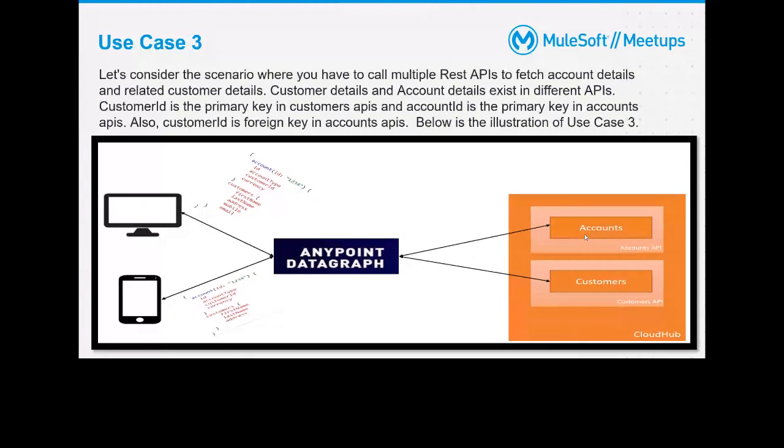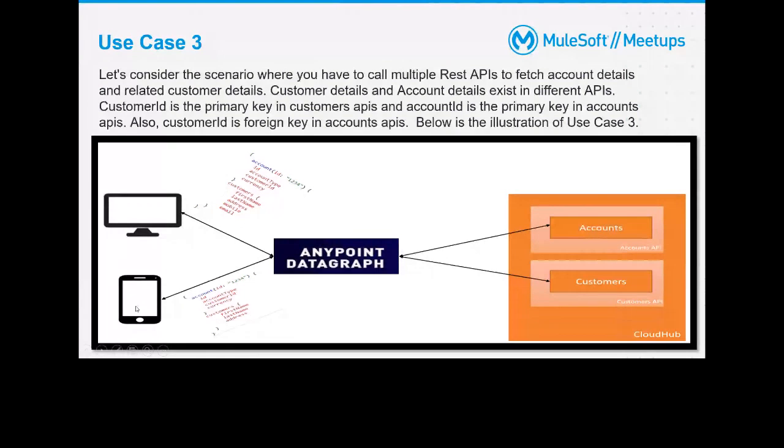So here we will just set up some kind of relationship between the accounts and the customer API in our Anypoint Data Graph, like I will show you. So just try to understand this use case. The request will come to Anypoint Data Graph. Anypoint Data Graph will call both the APIs. It will fetch the data depending on what kind of relation we have set up, and it will send the response back to the mobile or web API basically.